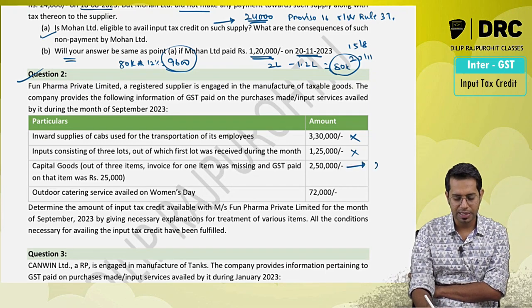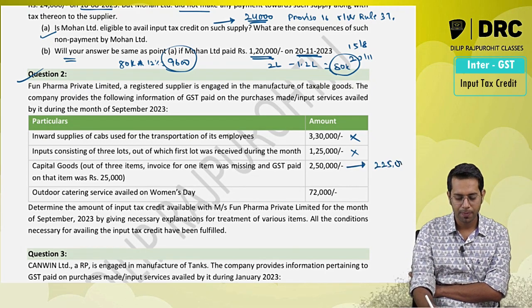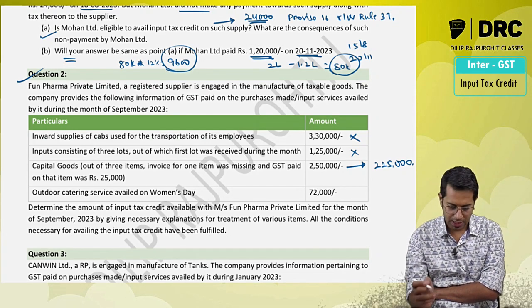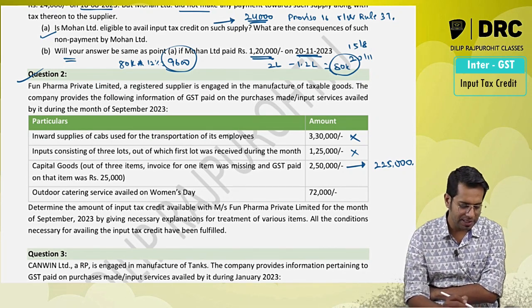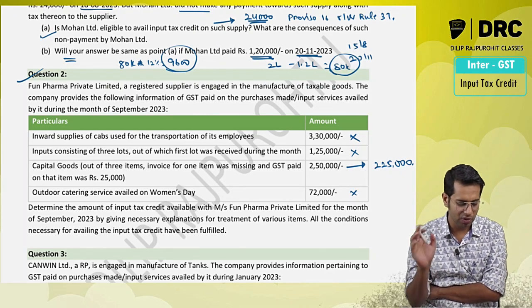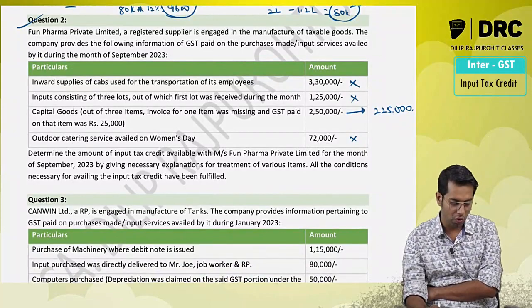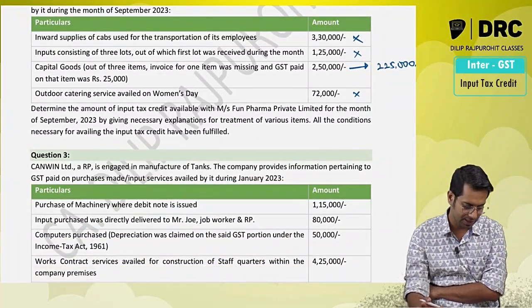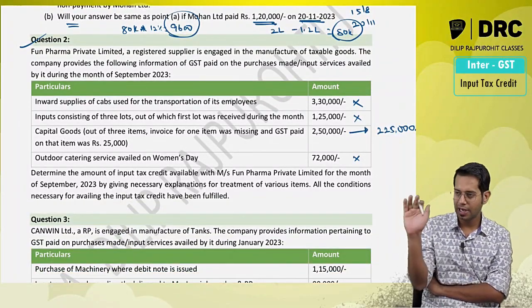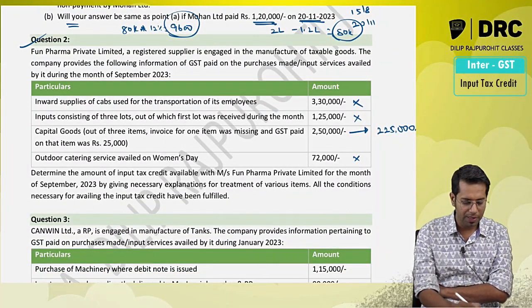So how much ITC can I take? I can take only 2,24,000. So 2,50,000 minus 25,000. Outdoor catering services on Women's Day, you cannot take Women's Day, Gents Day, whatever day it is, you cannot take input tax credit for outdoor catering services. Then question number 3, sir, how will my answer be, sir? Write all the points. Okay, write all the points.